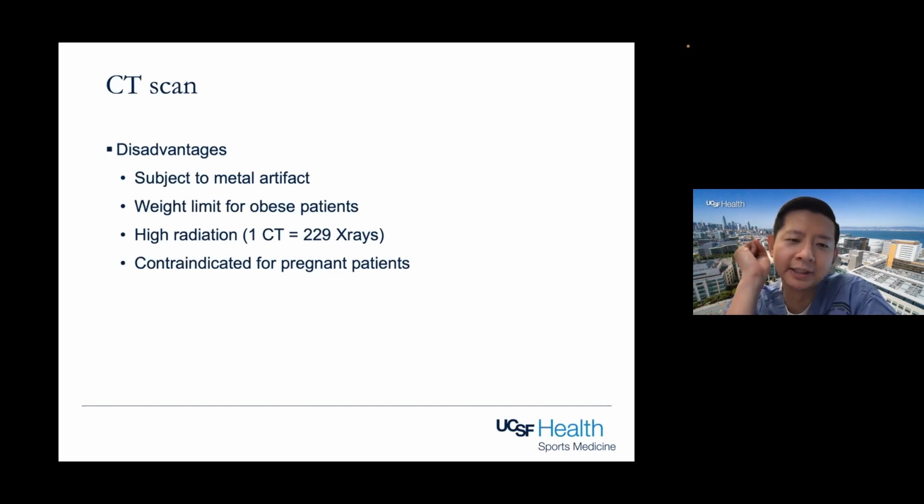And then also this is a lot of radiation. So this is one of the reasons in the Bay Area, we probably don't get that many CT scans, because if a patient's afraid of getting an X-ray, there's no way they're going to get a CAT scan for you. All right, when it's like 229 X-rays for a CT scan. And definitely if somebody's pregnant, you don't want to put them through the scanner. Even young adolescent female patients, I worry about putting them in the CT.